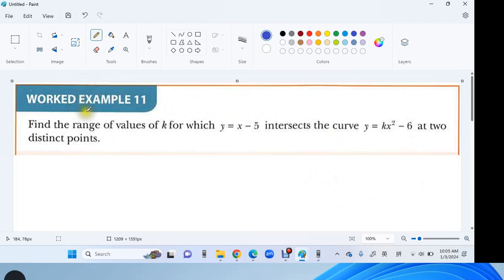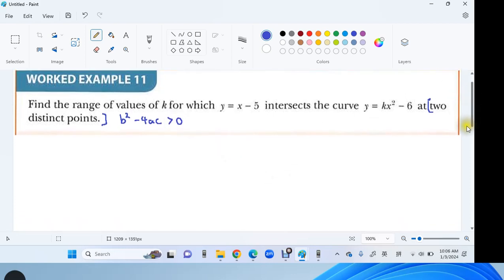Example 11, find the range of value of k which y equal to x minus 5 intersects the curve y equal to kx squared minus 6 at two distinct points. So we have two distinct points here, that means they intersect at two different points. So b squared minus 4ac greater than 0.